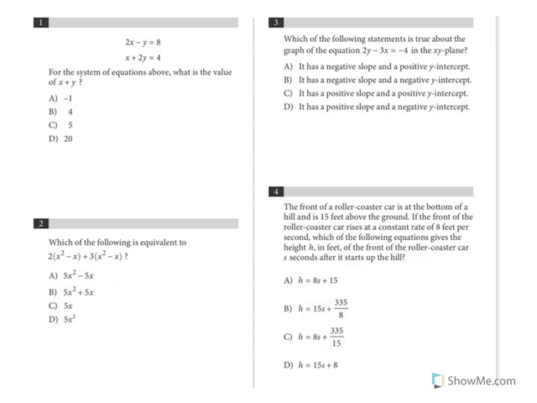2x minus y equals 8. x plus 2y equals 4. For the system of equations above, what is the value of x plus y? Well, that means we're going to have to solve for x and solve for y to find the value of x plus y. We have two linear equations, and in both of them, we have a variable with a coefficient of 1. That's one of the things we look for, so that way we can eliminate that variable by isolating it.